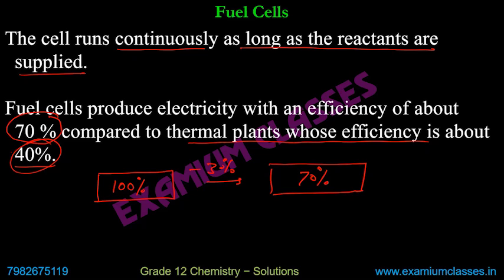Because in thermal plants, there are a lot of processes where you waste the energy. In a hydrogen fuel cell, it is just the reaction being done there. You just need to provide hydrogen and oxygen. Moreover, fuel cells are pollution free. In thermal plants, you have to produce heat, and for that pollution is there. Here, there is no such pollution.